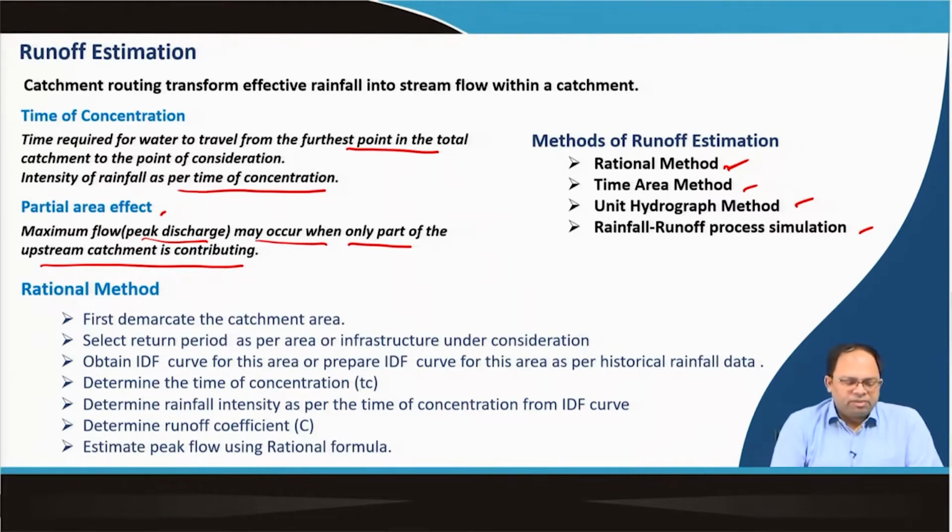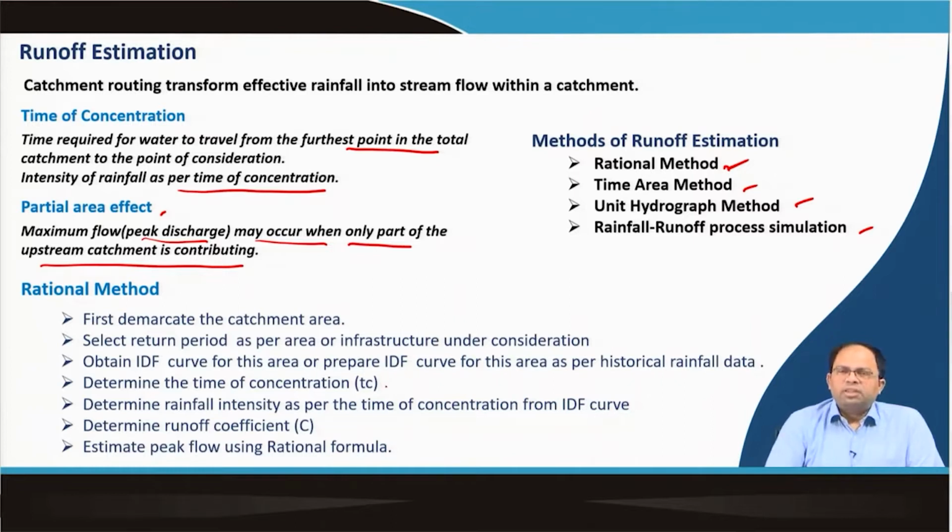The first step is to demarcate the catchment area. This is the first step. Select the return period as per the area or infrastructure under consideration. So, we need to consider what would be the return period. That means, at what frequency of interval we will consider this particular intensity of rainfall to happen. We have already discussed how to determine that. Obtain IDF curves for this area, or prepare an IDF curve for this area as per historical rainfall data.